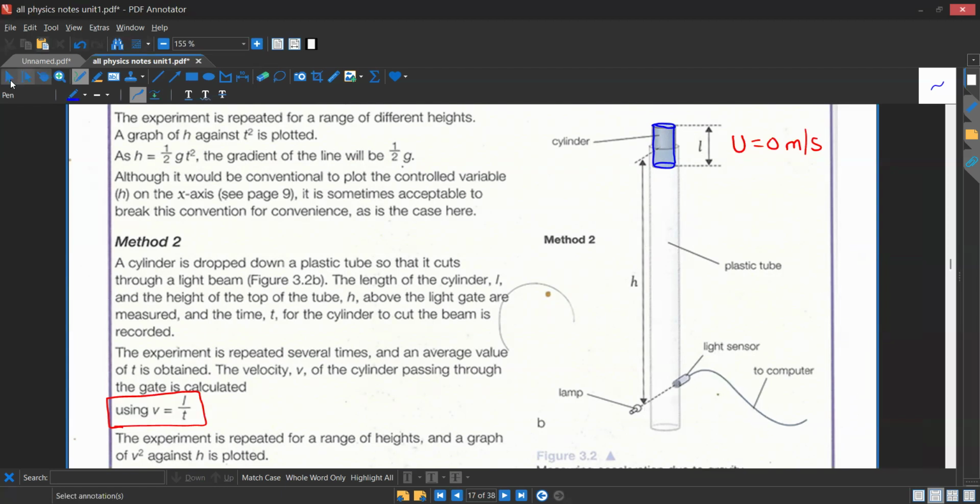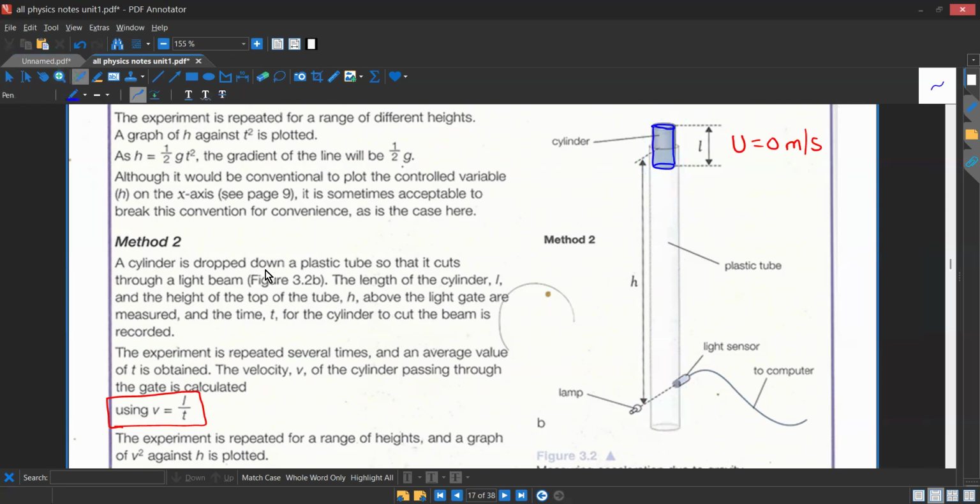What actually happens is when the cylinder cuts the light over here, the timing starts. As long as it is cutting, the timing continues. When it stops cutting, when it falls down, the timing stops. So you know exactly how much time it took for this cylinder to pass through this light sensor. Now let's keep it here as it is.